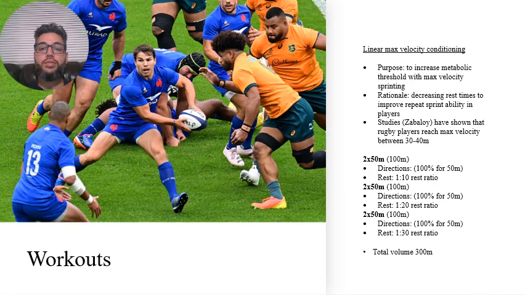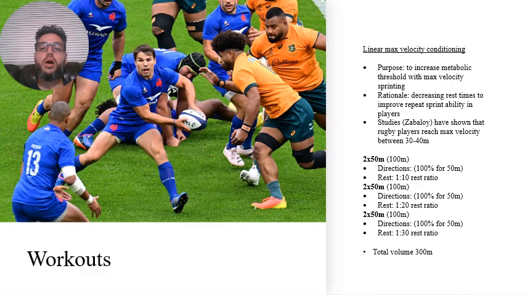Now, for the same type of thing, but with the conditioning, with the purpose to increase metabolic threshold with the max velocity sprints and essentially decreasing rest times to improve repeated sprint abilities: 2 by 50, 150 meters. It's 100%, but it's a lower rest, 1 to 10, then 2 by 50 again with a little higher rest, 1 to 20, then 2 by 50, but again 1 to 30.